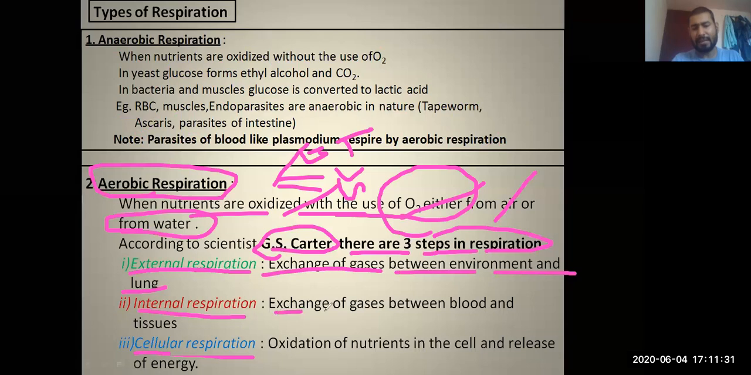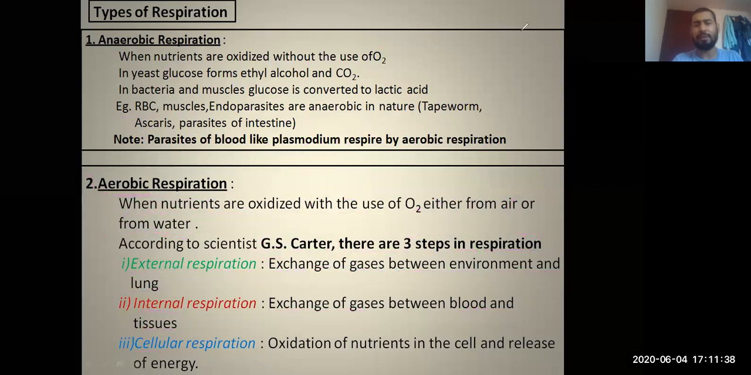Internal respiration is the exchange of gases between blood and tissue, so that is called internal respiration. And the last one is cellular respiration. That means we have to see breathing and respiration. Cellular respiration means oxidation of nutrients in the cell and release of energy, that is, oxidation of the food. This is cellular respiration. So there are three different types of respiration: first external, second internal, and third cellular respiration.